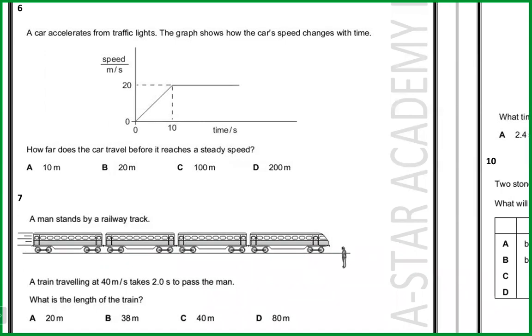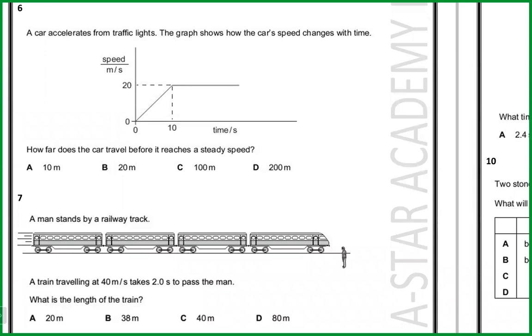A man stands by a railway track. A train traveling at 40 meters per second takes 2 seconds to pass the man. What is the length of the train? So the man is standing still. The train is running at a speed of 40 meters per second, and it takes a complete 2 seconds to completely pass the man. So I think it's D, 80 meters.